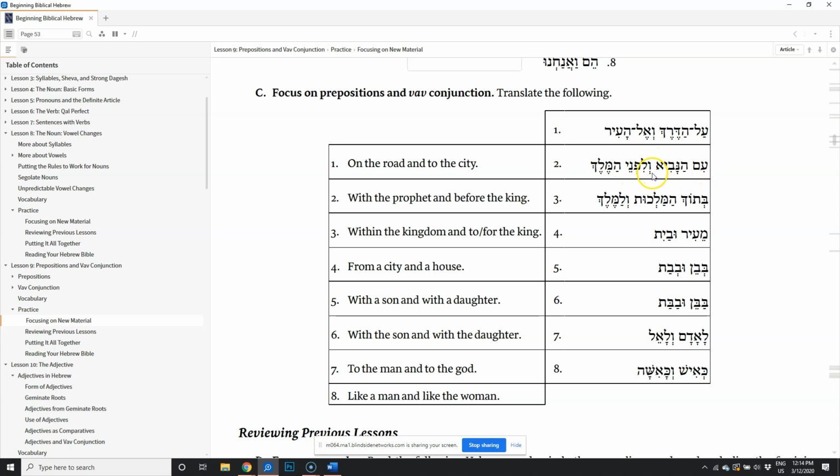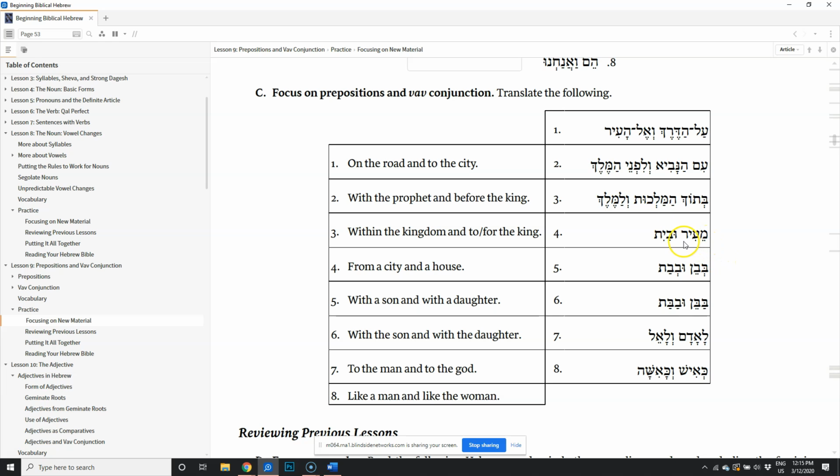Velifnei, again, just your standard Vav conjunction, and before, in front of, in the presence of, Hamelech, the king. Batoch, that's going to be in the midst of or within. Sometimes you might translate it inside of, but there are other ways to say that. So batoch, if you can just associate that with within, you're going to be good. Batoch ha-malchuth. Ha-malchuth is kingdom. So within the kingdom, and for the king or to the king. Again, we have the king because we've got the patach and the dagesh here.